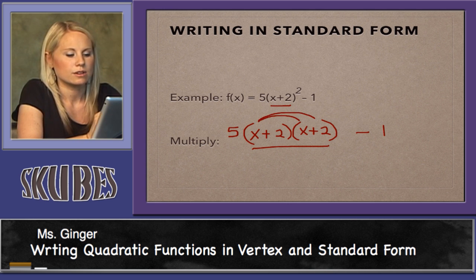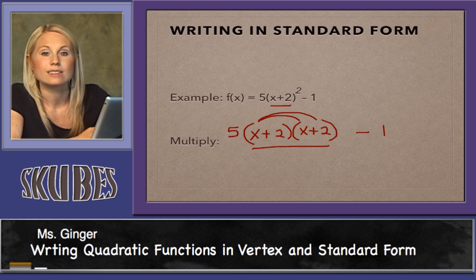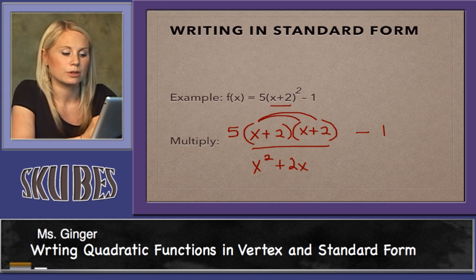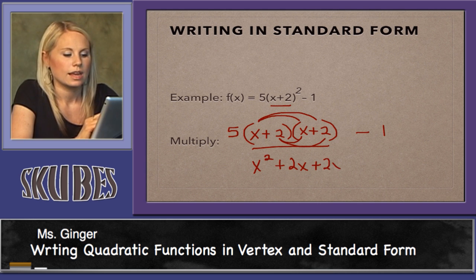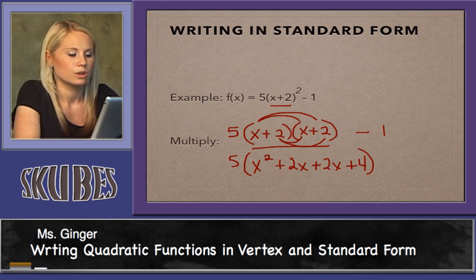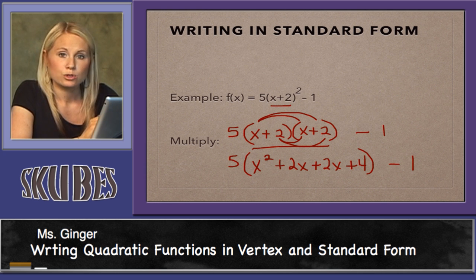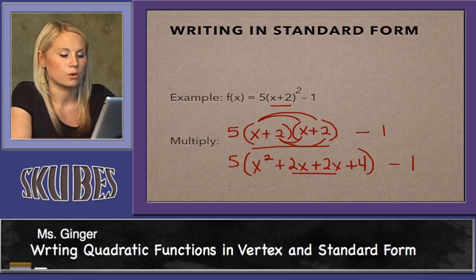The FOIL method is called FOIL because it's taking the first terms and multiplying, and then the outer, and then the inner, and then the last. So FOIL, F-O-I-L. So x times x gives me an x squared. x times 2 gives me a 2x. So I just did the first and the outer. Now I'm going to do the inner and the last. 2 times x gives me another 2x. And then 2 times 2 gives me 4. Okay, all of this is going to have to be multiplied by 5, and then I'm going to subtract my 1 at the end. Within this group, there are some things that can come together, these like terms. There's 2x and another 2x, so that will become 4x.